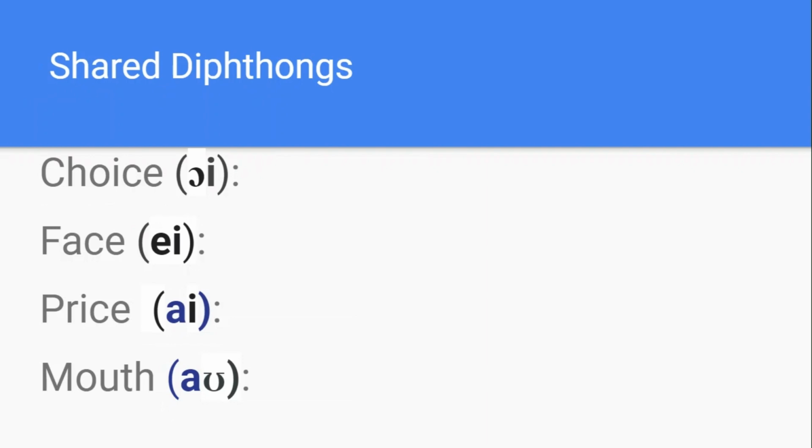Okay. Now we move on to the diphthongs. So diphthongs are sounds with two vowel sounds merging together, and so these are the ones that are shared between these two accents as well as in British and American English. So we have that choice set or oi sound. We have that face or ay sound, the price or eye sound, and the mouth or ow sound, all shared.